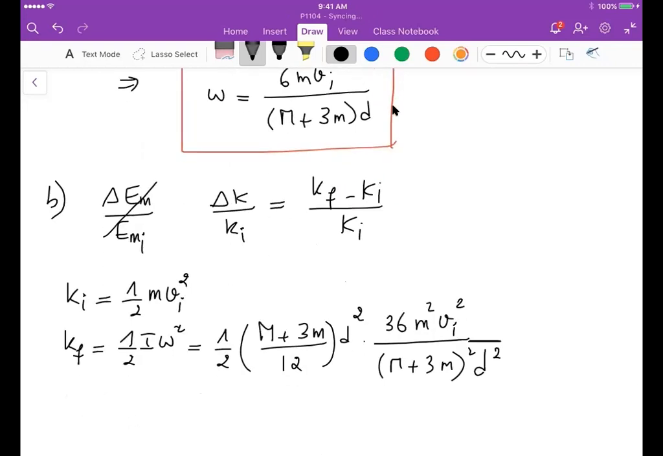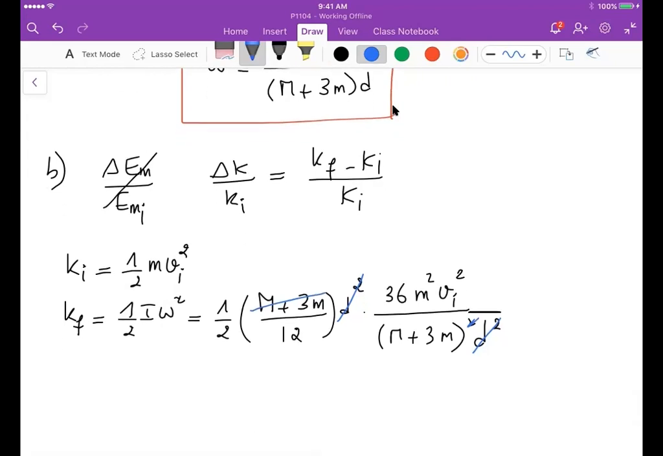And so now all we need to do is some simplifications. So d squared cancels out with d squared. m plus 3m with one of the m plus 3m squared, so we are left with just m plus 3m, they cancel out. And we still have some numerical factor to cancel out, which is 36 over 24, 2 times 12 is 24, right? Multiplied by m squared v initial squared divided by m plus 3m.